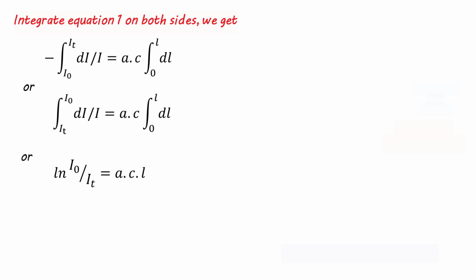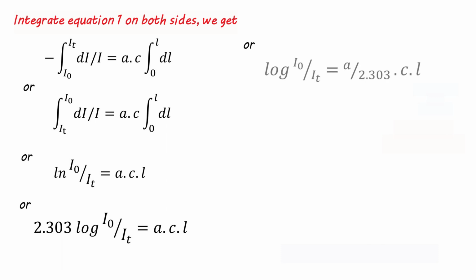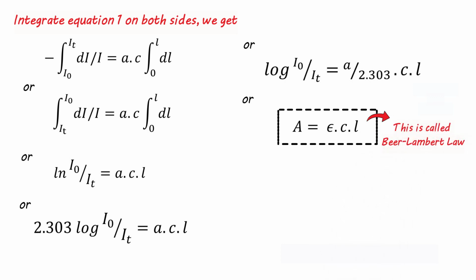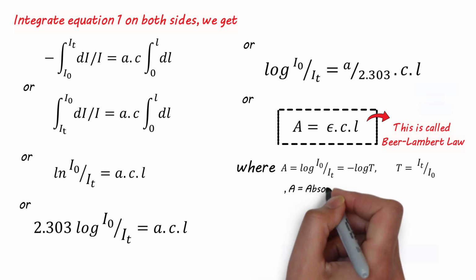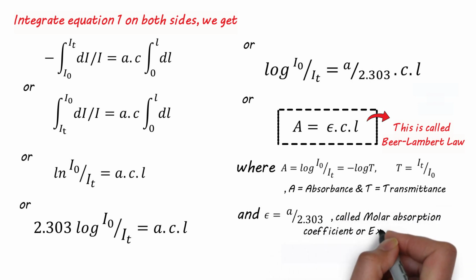Now, converting ln to log to the base 10, we have to multiply by 2.303. So, we get 2.303 log of I naught by IT will be equal to AC into L, or log of I naught by IT will be equal to A by 2.303 into C into L, or capital A will be equal to epsilon C into L. This equation is called the Beer-Lambert law, while capital A is equal to log of I naught by IT. That's also equal to minus log of T, because T is equal to IT by I naught. A is the absorbance of radiation and T is the transmittance, and epsilon is equal to A by 2.303, which is called the molar absorption coefficient or extinction coefficient.